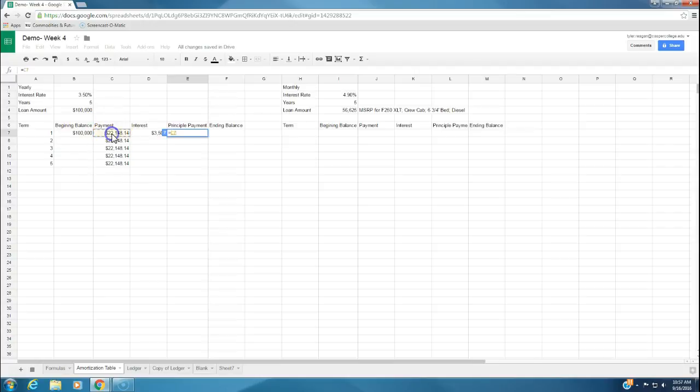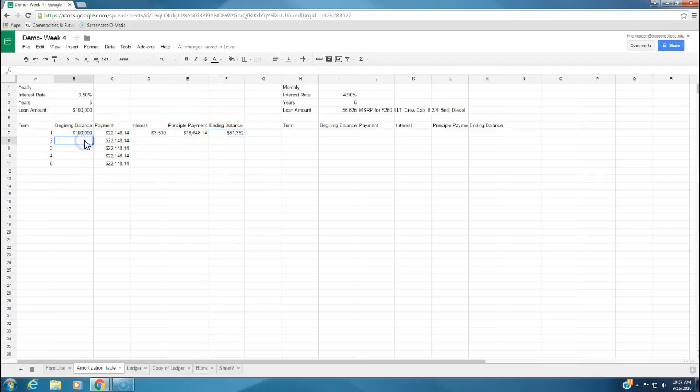You paid this much on the payment minus this much in interest, to where your actual loan balance has only decreased by $18,648, to where your ending balance is actually equal to the beginning balance minus the principal payment, to where your ending balance is only $81,000.